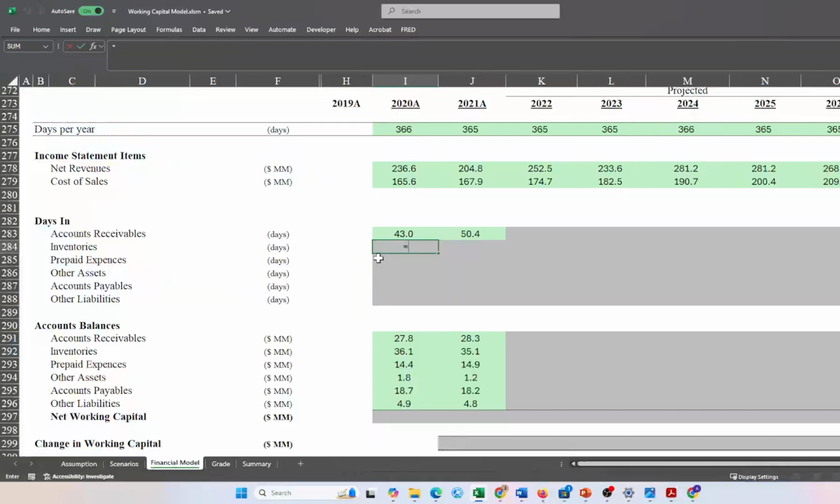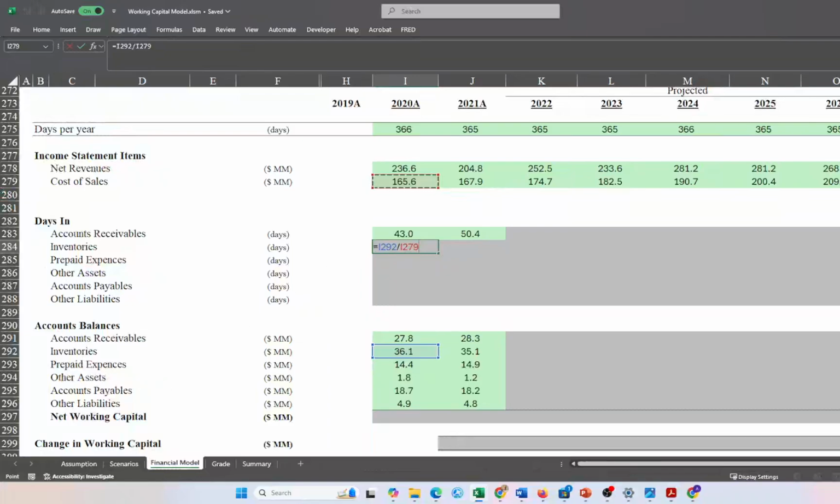So I want to know inventory. So I'm going to take inventory. I want to know my percentage. I'm going to divide it by cost of sales. I want you to think about this. If I drag it to the right, I want the columns to move. If I drag it down, I do not want the rows to move.